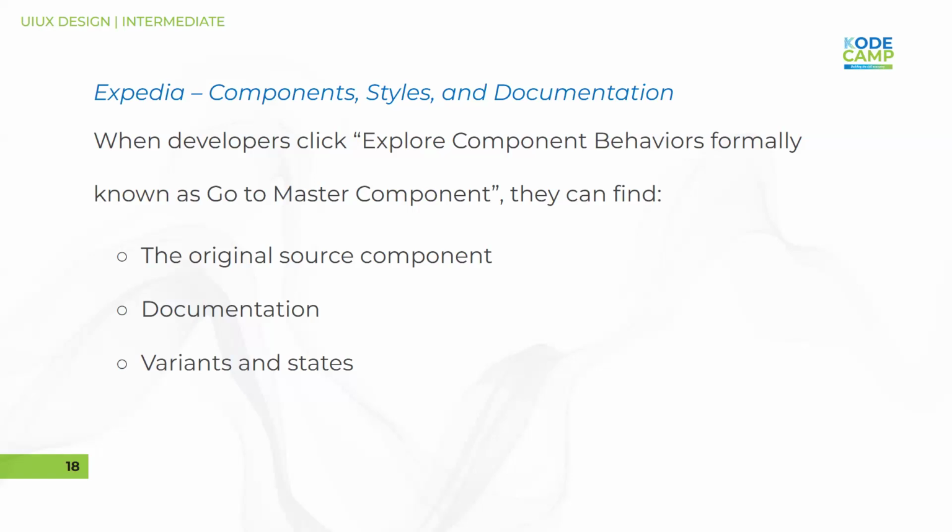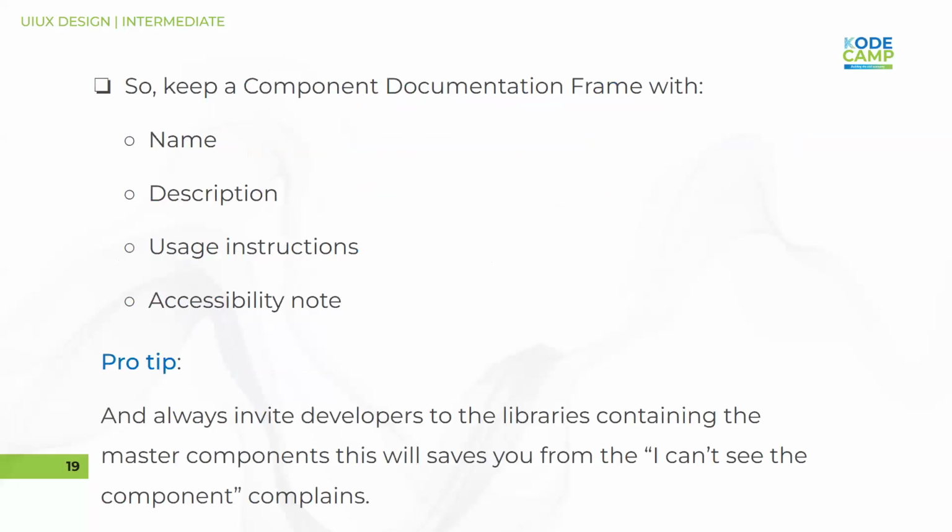This is what Expedia does. To document it, they have what they call name, description, when to use it, and accessibility notes. You can also call it annotations. So, to keep your components documentation frame, keep it with name, description, usage instructions, and accessibility notes. Pro tip: always invite developers to the library containing the master components.